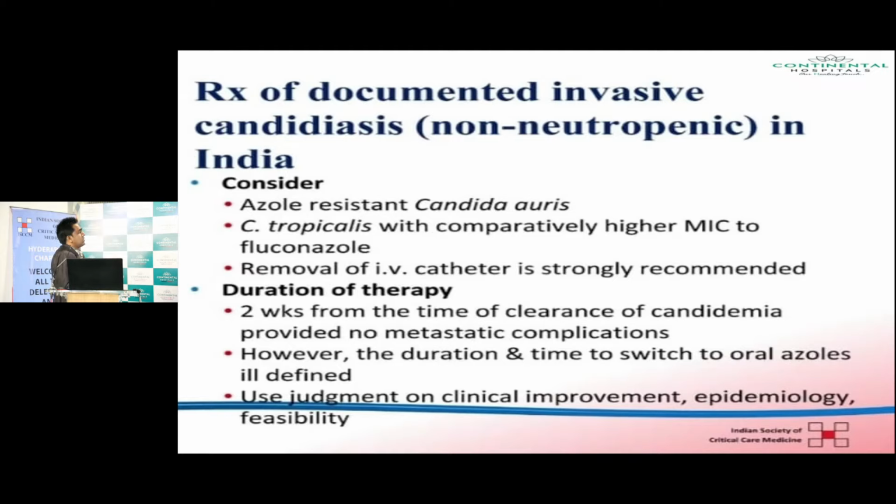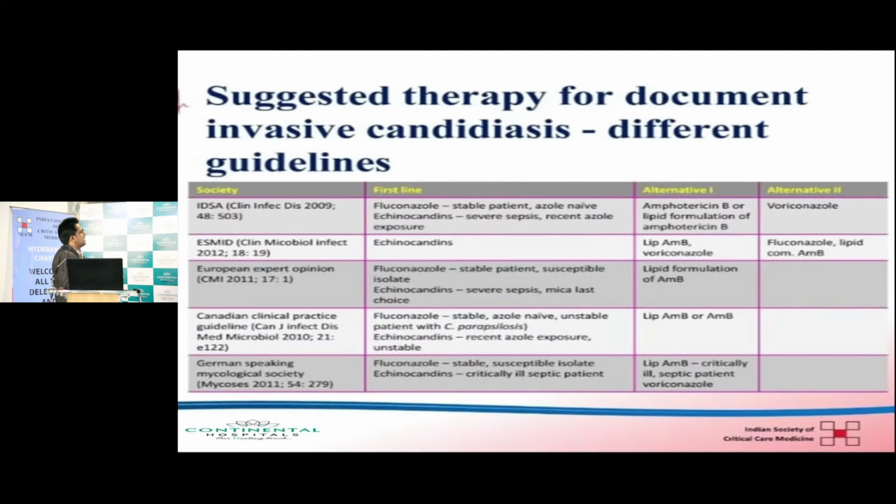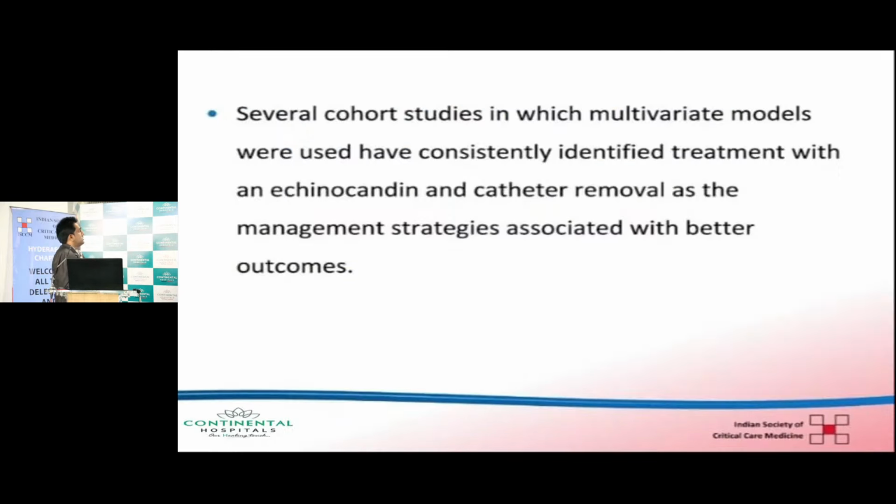However, the duration is not easily defined. Use your clinical judgment. Points to consider in a neutropenic patient: there is wide use of fluconazole, there is rapid dissemination, echinocandins are preferred, and device removal should be individualized clinically. In a non-neutropenic patient, you have to use fluconazole or an echinocandin, and in a neutropenic patient you have to always go for echinocandins or amphotericin, with prompt device and catheter removal.